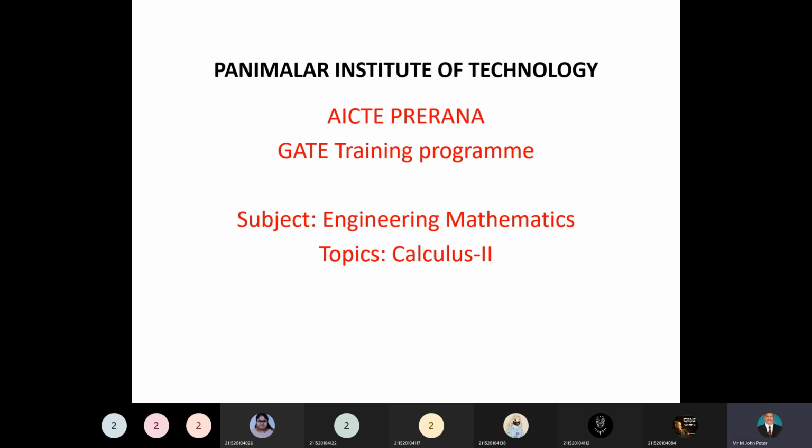2. Gamma function. Gamma n equal to integral 0 to infinity e power minus x, x power n minus 1 dx, where n greater than 0. Gamma 1 equal to 1, gamma 1 by 2 is root pi. Gamma n plus 1 is equal to n into gamma n, where n greater than 0. Gamma n plus 1 is equal to n factorial for all n belongs to Z plus.